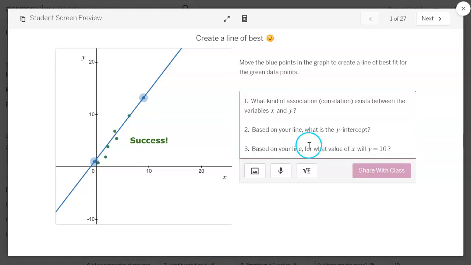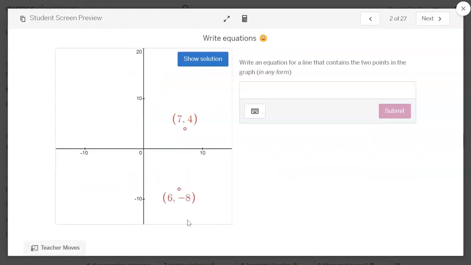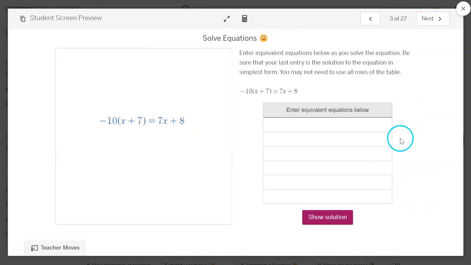move on. And then the questions will pop up in the response box, and they'll just type here next to questions 1, 2, 3 their answers, and they will share with the class. You may want to paste them here so that you can discuss any misconceptions students may have. For this one, they're going to create an equation for a line that contains the points in any form. So as long as the line intersects the 2 points, it will be counted as correct.